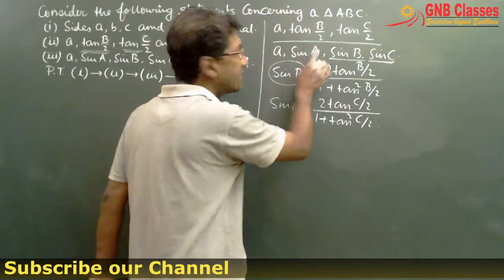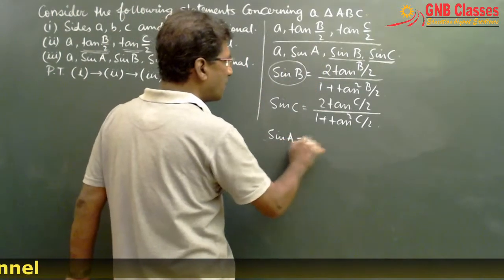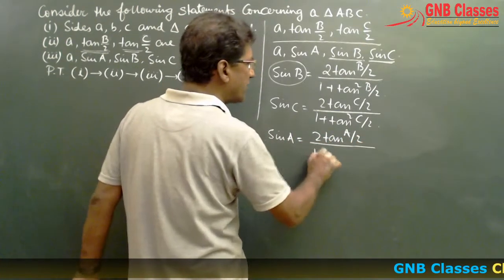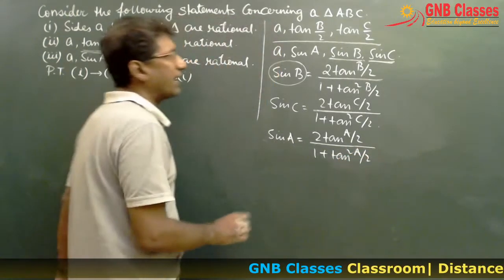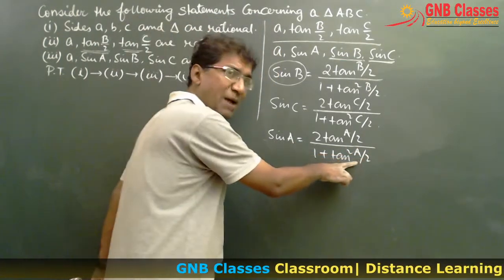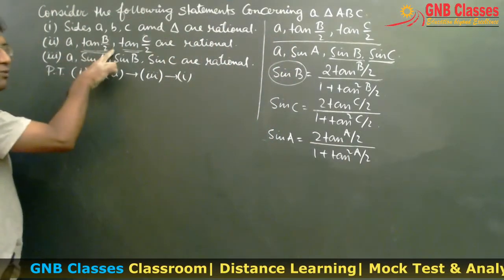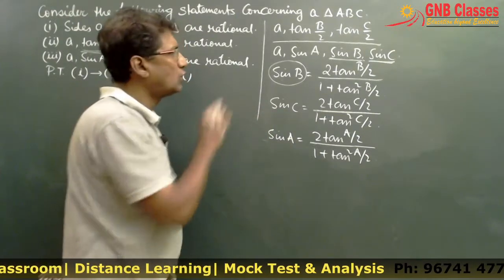Now we have to come to sine A. For sine A, the formula is 2 tan A by 2 divided by 1 plus tan square A by 2. Now look at it carefully. About tan A by 2, they have not said anything in statement 2.